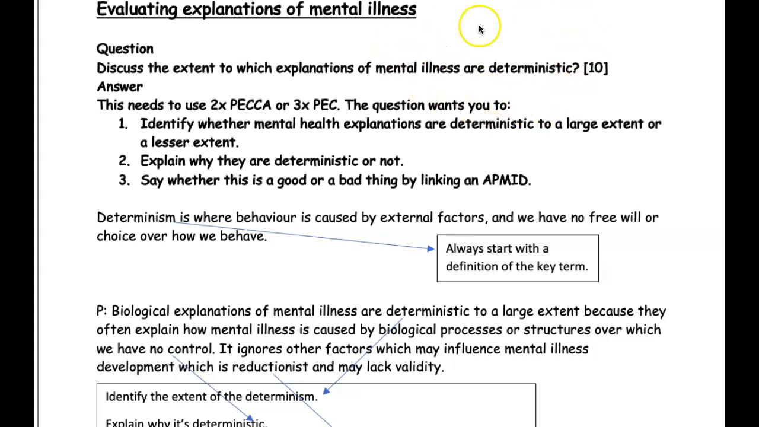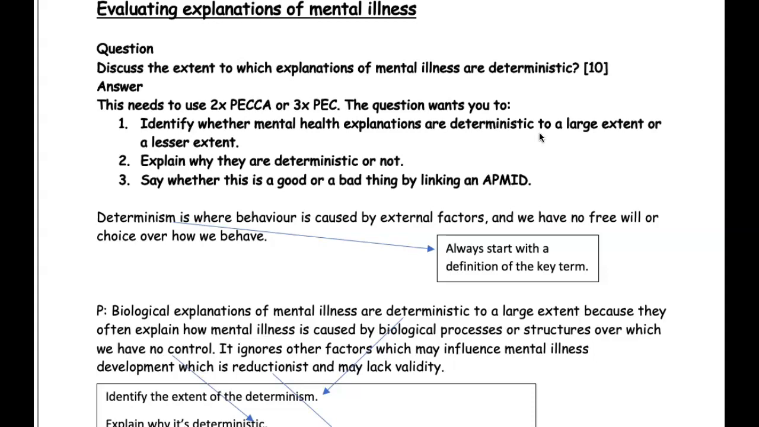And our key term here, the thing that we're doing all this evaluation with regards to, is determinism. Essentially, if we break it down, what we're saying is: are deterministic explanations of mental illness good or not? In order to do that, we first need to identify whether mental health explanations are deterministic to a large extent or to a lesser extent. Now, you can't just simply say that they are. You have to say why, so identify why it is that the mental health explanations are.